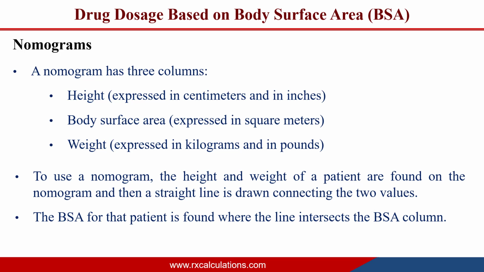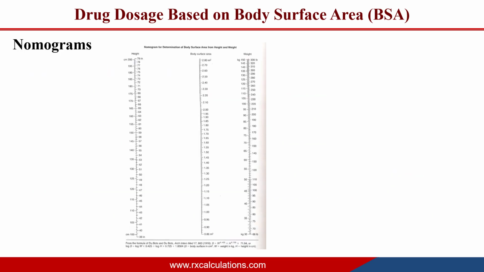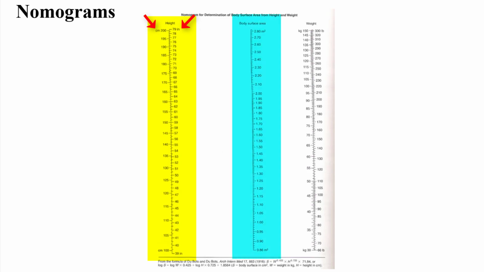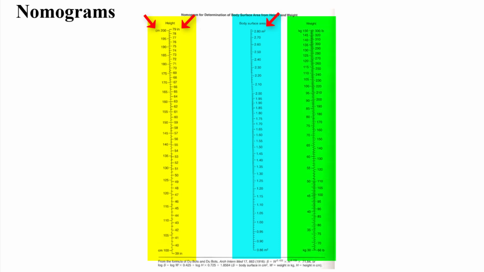So let's see what all of this looks like practically speaking. This is how your nomogram looks. The height is in the left column, and you notice that you have units of centimeters on the left side and units of inches on the right side. Then the body surface area is right down the middle with units in meters squared. And then you have the patient's weight, which is the column to the right, and it has units of pounds on the outer side and units of kilograms on the inner side.